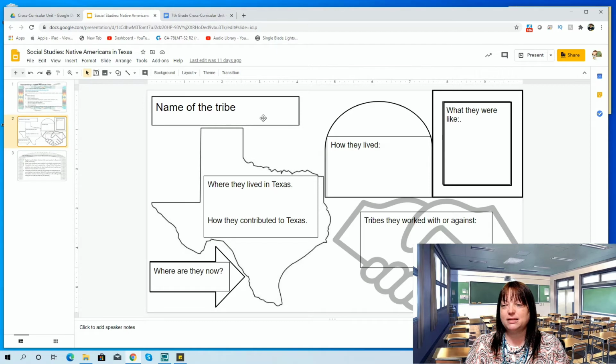Then I made this template for them that they'll fill out. What's the name? How did they live? What were they like? Did they work with or against each other? Where are they now? So that they can see what happened to their tribe now in the present, where they used to live in Texas, because a lot of the tribes that lived in Texas no longer live in Texas. They've been relocated to reservations in other places, and how they contributed to Texas.